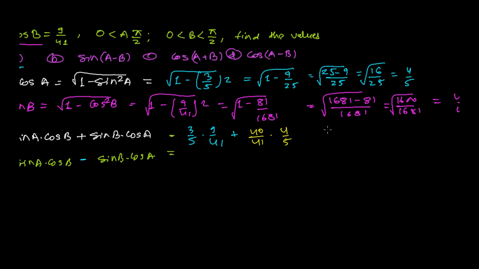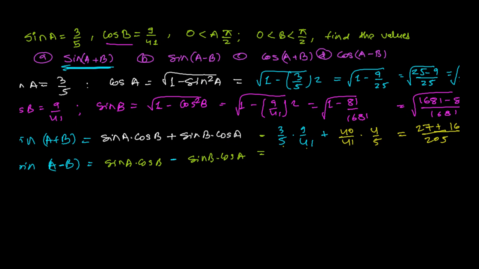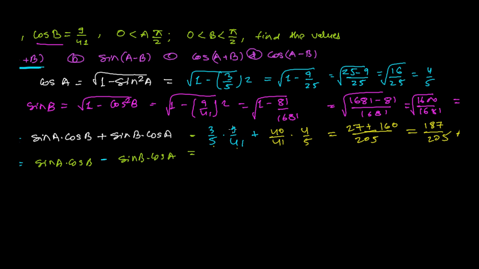Now let's take the LCM here, 5 times 41, that's going to be 205. Now 3 times 9 is 27, and 4 times 40 is 160. So our final answer is 27 plus 160, which is 187, so 187 divided by 205. That's our answer for the sine of A plus B. And now for the sine of A minus B, it will be just subtraction.